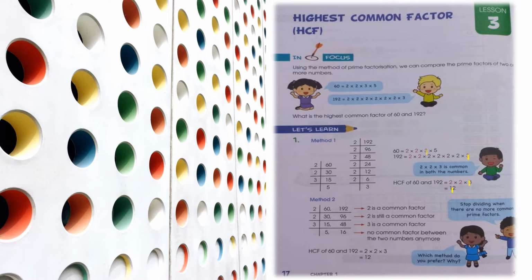So we try with 3, and we know that both 15 and 48 are divisible by 3. Now we have 5 and 16. But we know that 16 is not divisible by 5, and 5 is also not divisible by 16 completely. So we stop here because there is no number that can divide these two numbers completely. So again, we have 3 common factors, which are 2 into 2 into 3, and the answer is 12, which is the same as when we found the prime factors of each number separately.